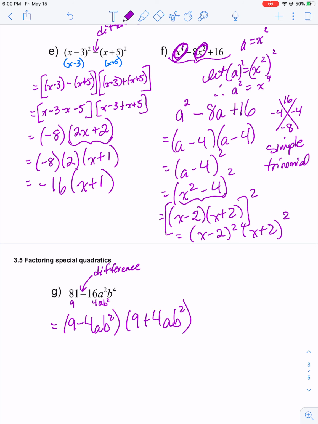This one we can't keep going because even though 9 is the square of 3, 4 is the square of 2, b squared is the square of b, a is not the square of anything except the square root of a. So we don't go any further. There's nothing there, so we can't use difference of squares again.